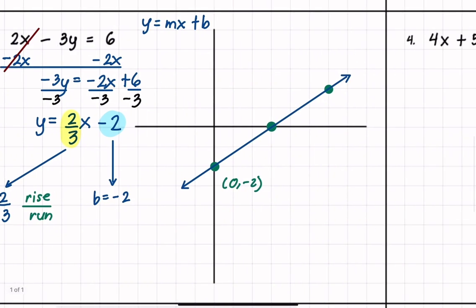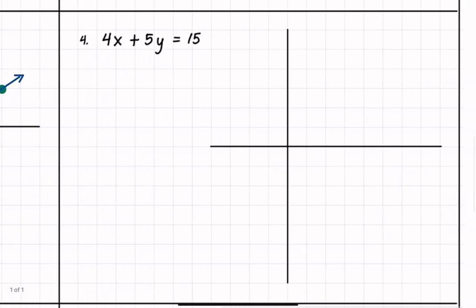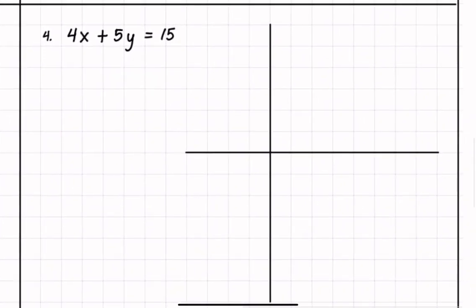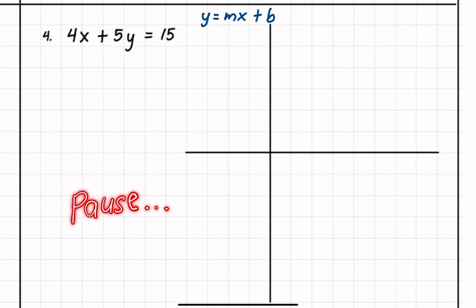Okay, so for your turn, please answer number 4. So for number 4, we have 4x plus 5y is equal to 15. Remember, it should be in the form of y is equal to mx plus b. So please pause the video while you're answering it and resume once you're done.